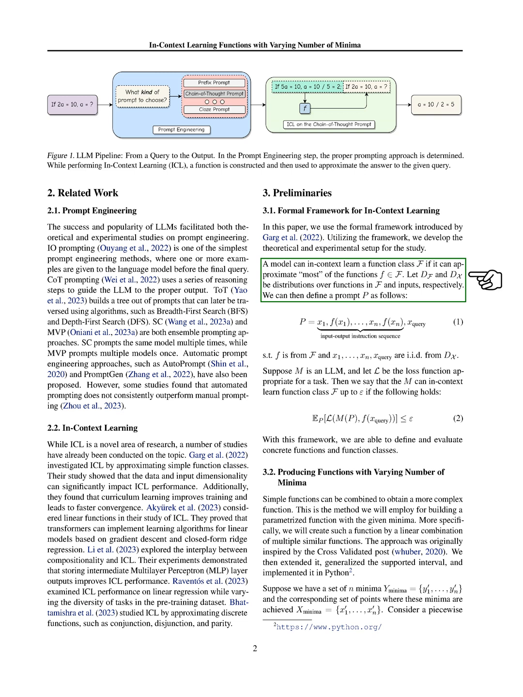A model can in context learn a function class if it can approximate most of the functions in that class. We define a prompt and suppose that an LLM can in context learn a function class up to a certain level of accuracy. With this framework, we can define and evaluate specific functions and function classes.